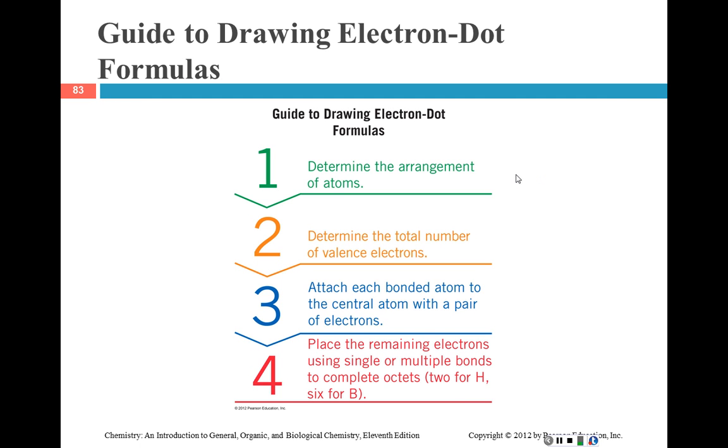So you determine the arrangement of the atoms. You determine the total number of valence electrons. That's your N number, if you recall, from NASB. You attach each bonded atom to the central atom with a pair of electrons, and then you place the remaining electrons using single or multiple bonds depending on octets or how many that you need. For example, hydrogen only needs 2 and boron only needs 6.